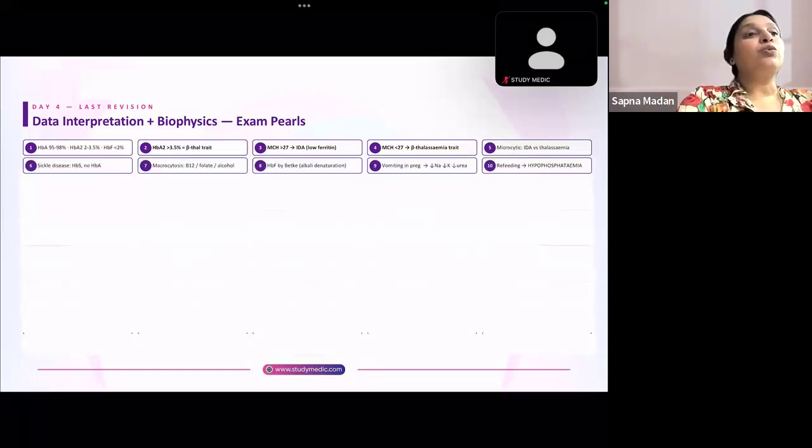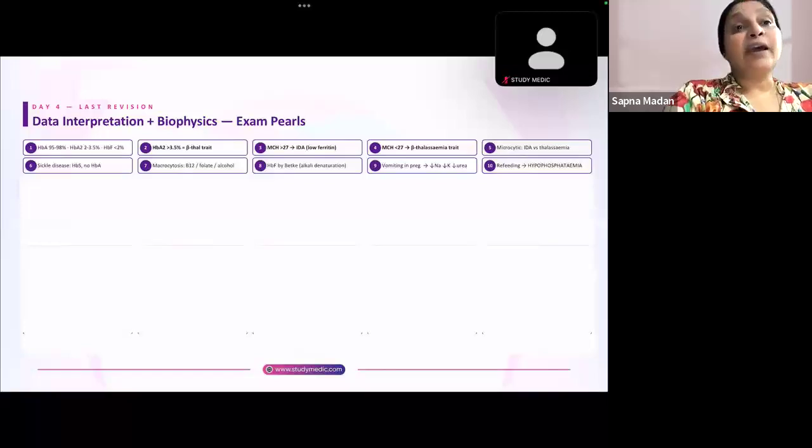Okay. Then we move on to sickle cell disease. In sickle cell disease, only one peak of HbS will be there. There will be no adult hemoglobin. Macrocytosis: B12, folate, and alcohol. Okay, so B12 and folate deficiency and alcohol indulgence can cause macrocytosis. Hemoglobin F is measured by the alkali denaturation method or the Betke method.